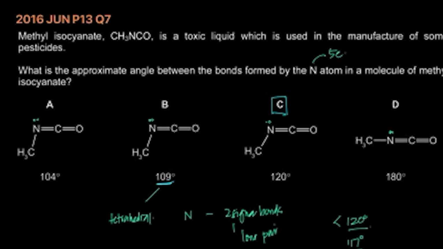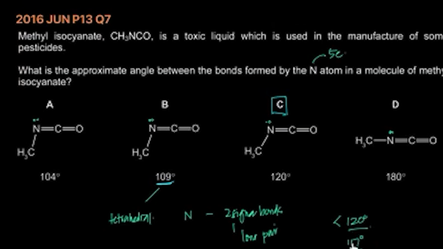The 109 can only be if there was another bond here. It is all about how many pairs of electrons are around it: sigma bonds and lone pairs. Nitrogen had 2 sigma and 1 lone pair. That's 3 pairs, and the basic geometry for 3 pairs is 120 degrees, trigonal planar. Yes, the lone pair decreases it a little bit, so it should truly have been 117. But the question says approximate angle.